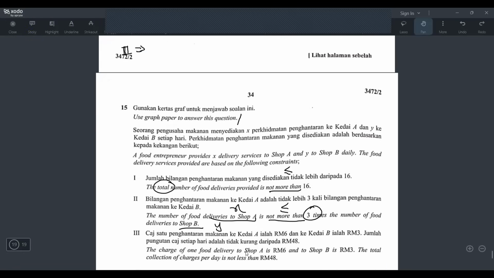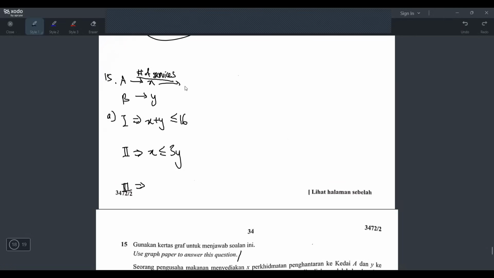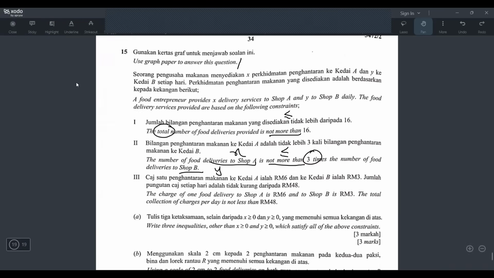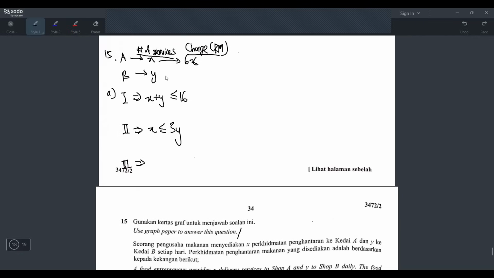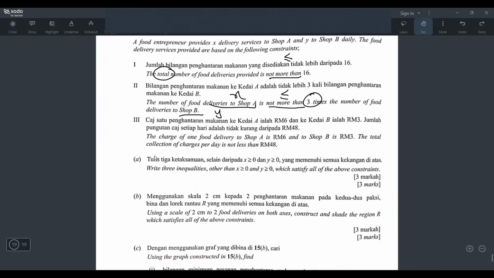Last one. The charge of one delivery for shop A is 6 ringgit. So if one delivery charges 6 ringgit, if I have X amount, it will be 6x. So this one is the charge, in RM. And then what about for shop B? Shop B is 3 ringgit the charge. So the charge for shop B will be 3y. Because 3 ringgit is for one delivery charge. If I have y number of deliveries, then it will be 3y. Now they say the total collection of charge is not less than 48.